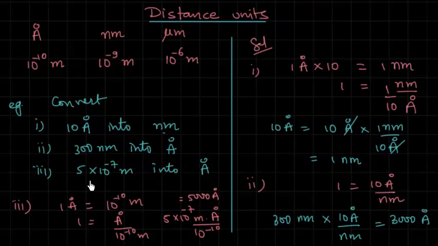Now finally, to convert 5 × 10^-7 meter into Angstrom. Again, let's write 1 Angstrom.